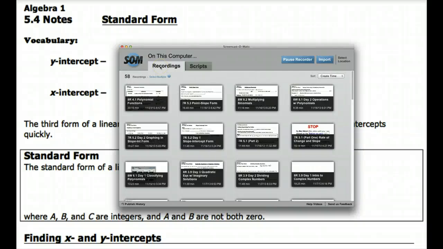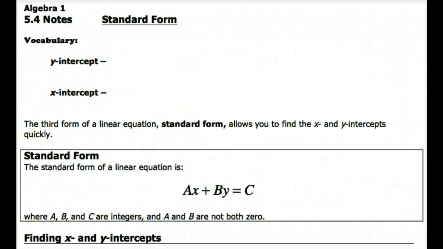Hey, 7th grade. In this next lesson, we're going to talk about the third form of a linear equation, which is called standard form. If you'll recall, the first two forms we looked at were slope-intercept form and point-slope form. And so today we're going to look at this last form and investigate some of the things it tells us and how to graph an equation written in this form.